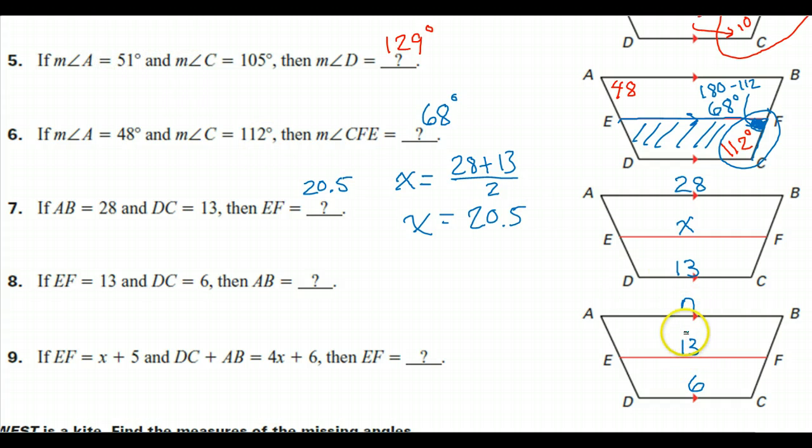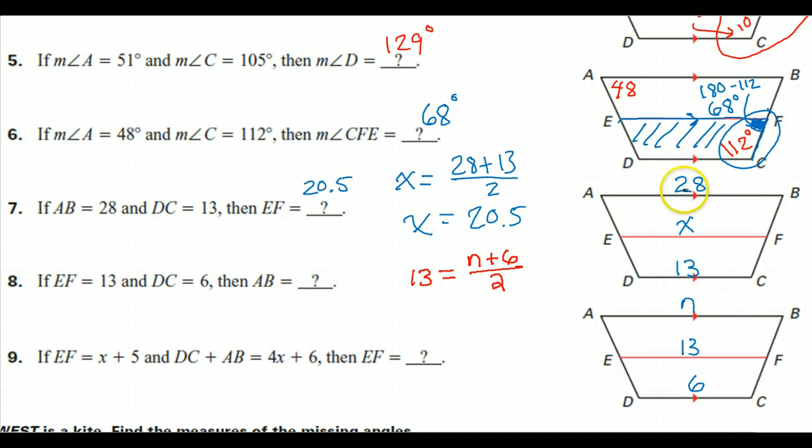So the average of the two bases should equal the mid segment. In this case, it's going to be like this: the mid segment should equal the average of the bases. So n plus 6 divided by 2. Alright, just soak that in, okay?